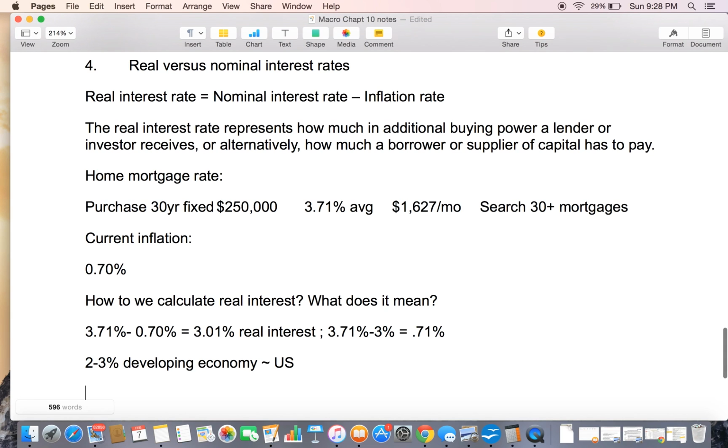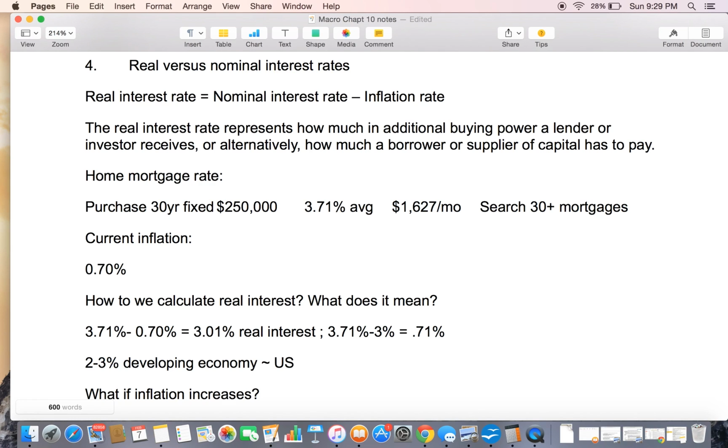So the problem here is, what if inflation increases? If interest rates rise, this is actually a wonderful thing for someone who has a fixed home loan at 3.71%, because they're going to have a much lower rate of interest than everybody else who's getting new loans.